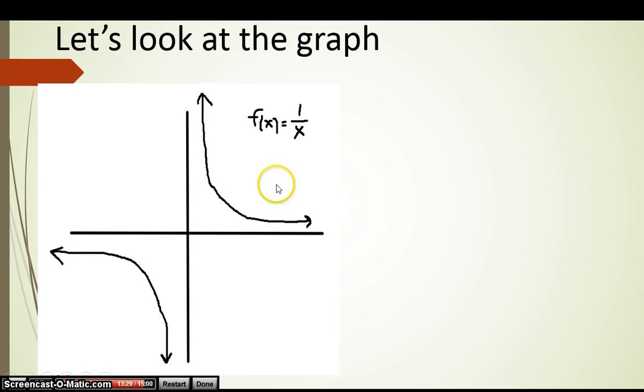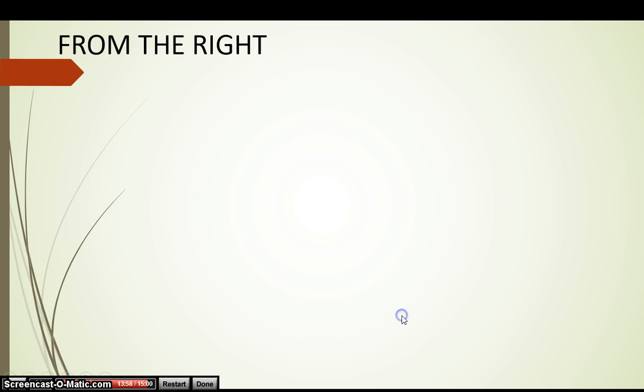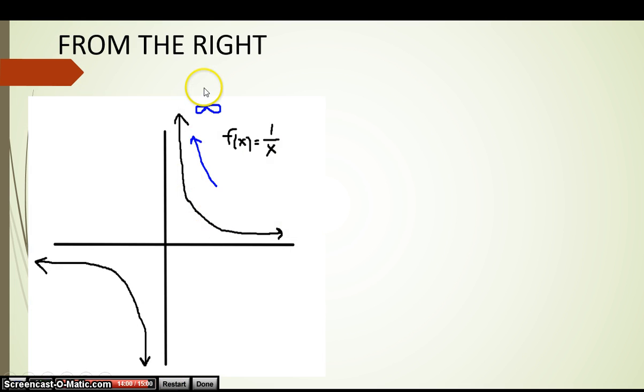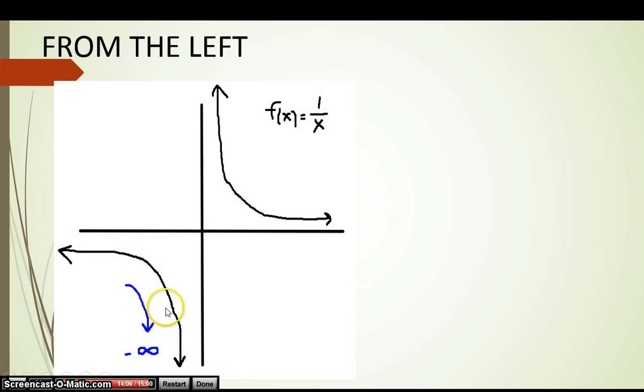As we look at the graph, it's easier if you look at the graph. Here's the graph of 1 over x, right? As x approaches 0 from the right, it looks like it's going to infinity, way up here. Remember, we're looking for the y value. The y value is infinity, way up there. Over here, as x approaches 0 from the left, it looks like it's going the whole way down to negative infinity. From the right, positive infinity. From the left, negative infinity.